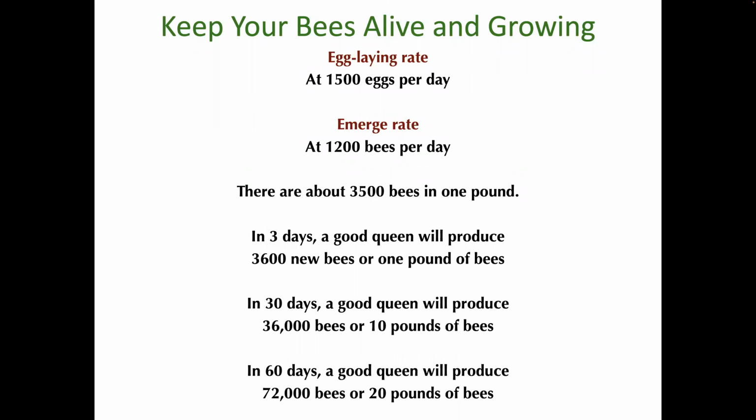In 3 days, a good queen is going to produce about 3,600 new bees, or 1 pound, well, within 100 bees of it. In 30 days, in a month, a good queen is going to produce 36,000 bees or 10 pounds of bees. And in 60 days, a good queen is going to produce 72,000 bees, or 20 pounds of bees. So now you see where this tremendous potential for reproduction comes to benefit both the beehive and the beekeeper.